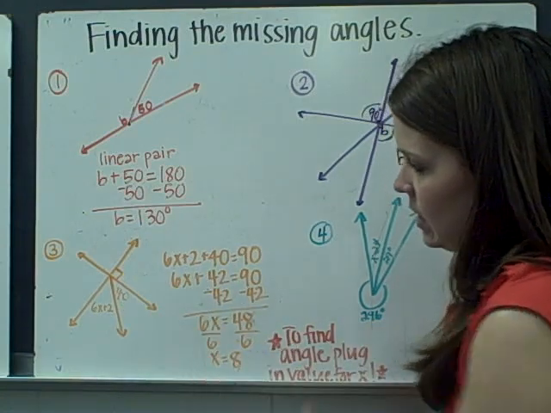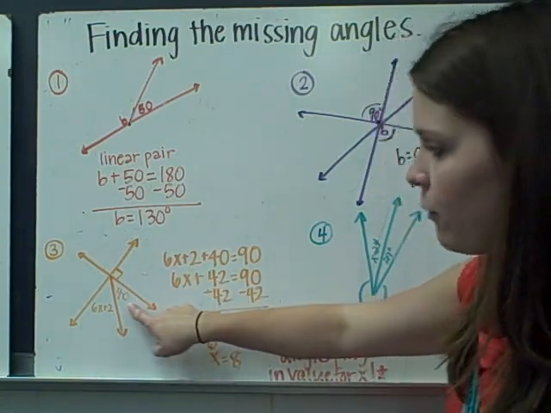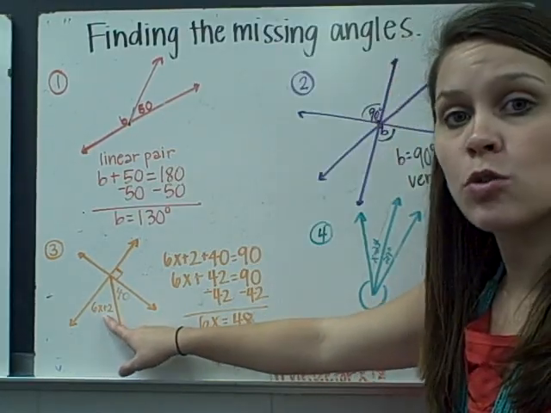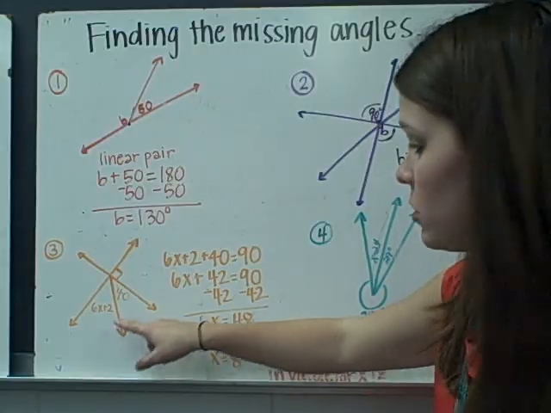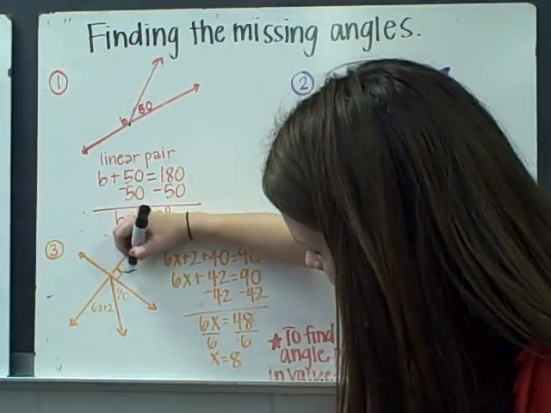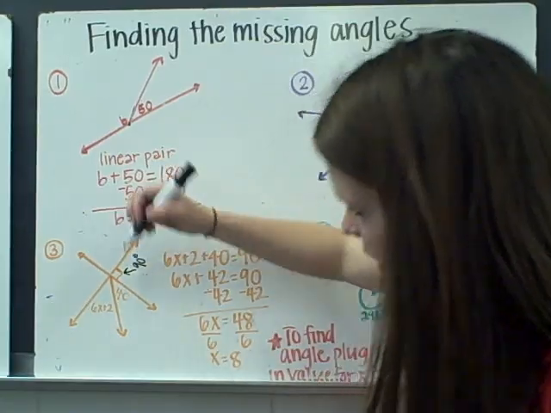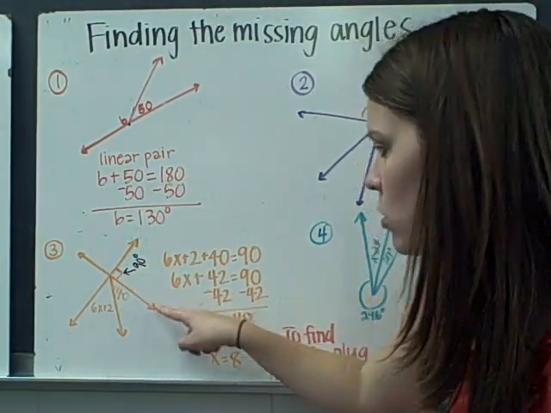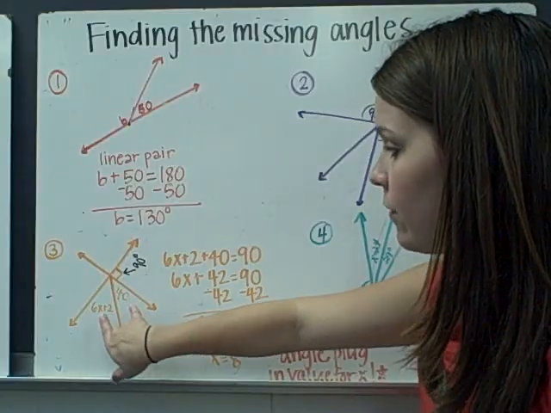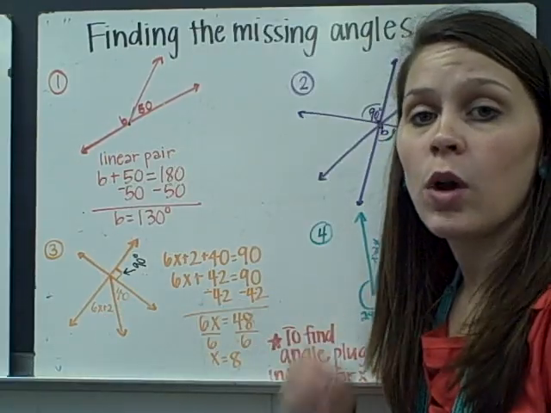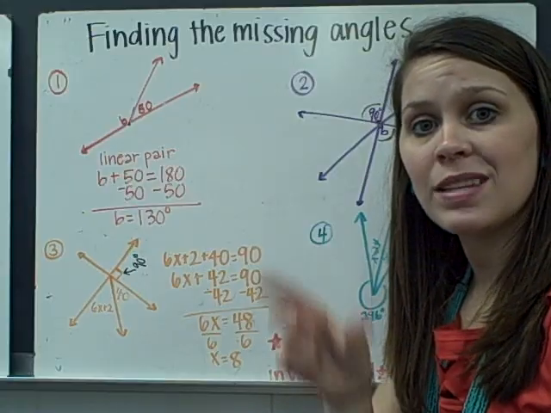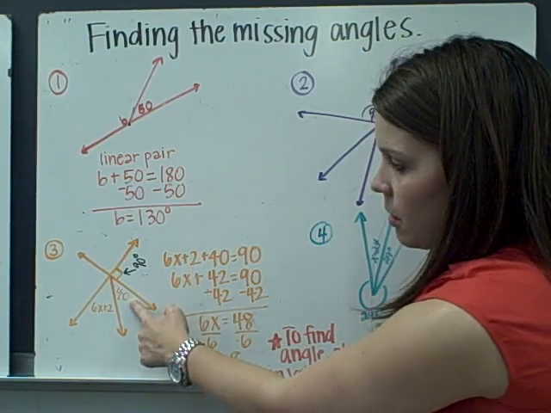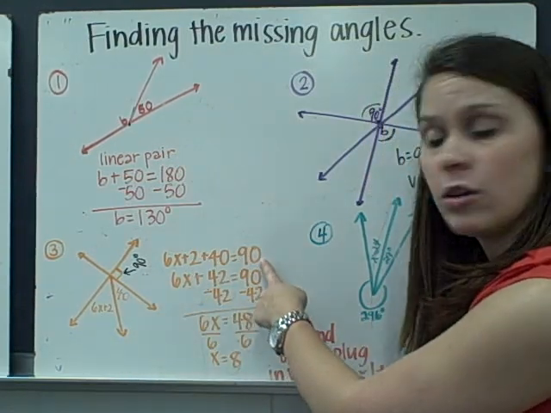Now, if we look at 3, we have a 40-degree angle, an angle that's 6x plus 2, and then this symbol right here. This symbol tells us that that angle is 90 degrees. If that angle is 90 degrees, then this angle also is 90 degrees. So we have complementary angles. Complementary angles are two angles that add to give us 90 degrees. So I have 6x plus 2 plus 40 equals 90 degrees.